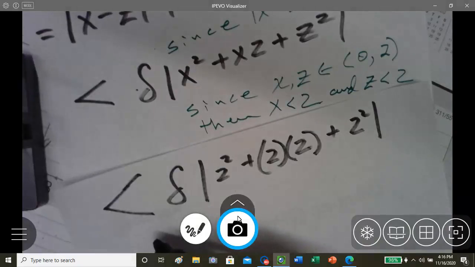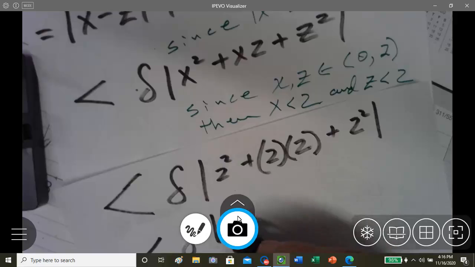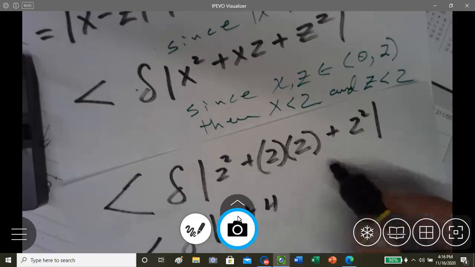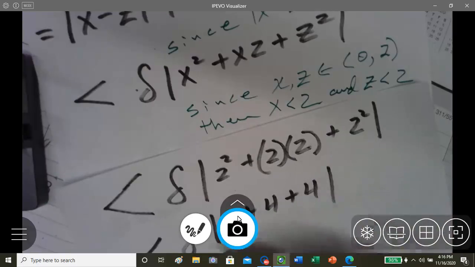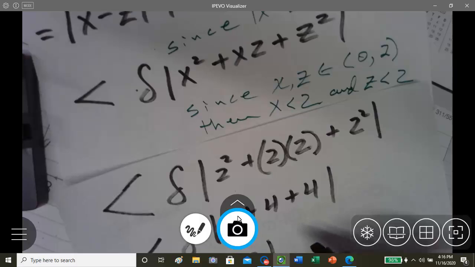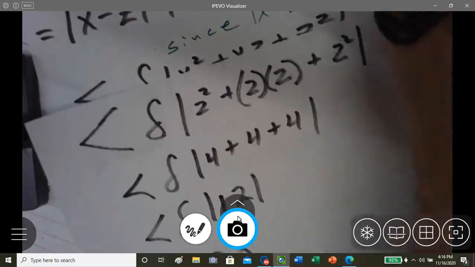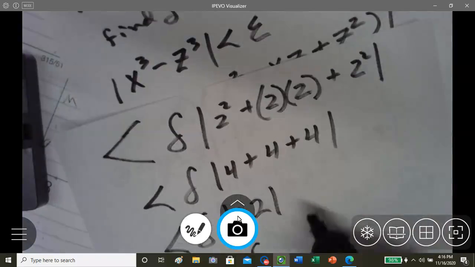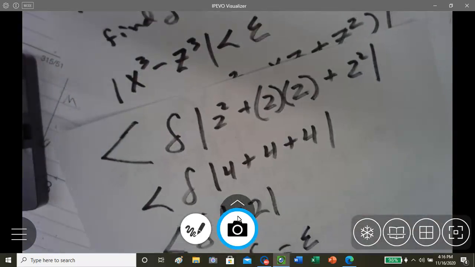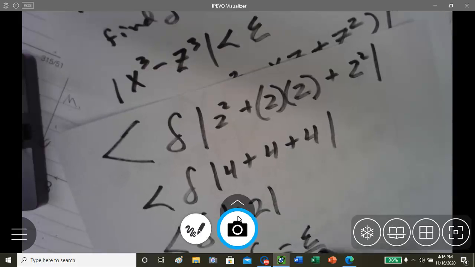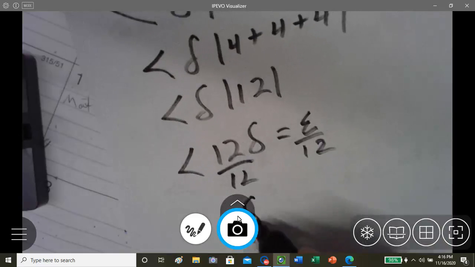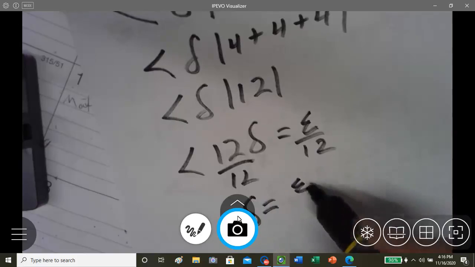And so from there, we can say delta times, 2 squared is 4, 2 times 2 is 4, 2 squared is 4. So all of that is going to be the absolute value of 12. Well, the absolute value of 12 is 12, so this would be 12 delta. Since all of this is less than epsilon, we can say this is equal to epsilon. So if we divide both sides by 12, we can say that delta is epsilon over 12.